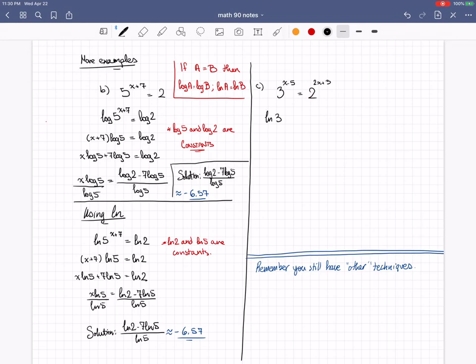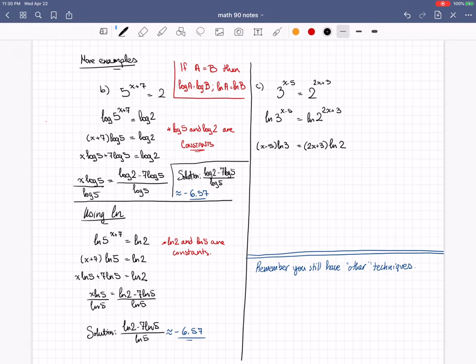And I'm just going to take natural log because I already know from my previous example, it's a little bit less writing. It's a little bit less work. So again, by the properties of logarithms, the exponent pops out. So I end up with x minus 5 times the natural log of 3 is equal to 2x plus 3 times the natural log of 2.